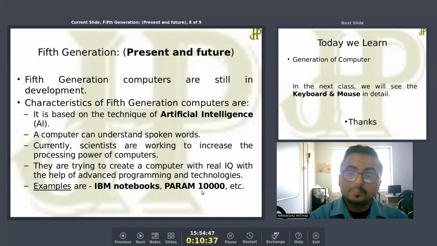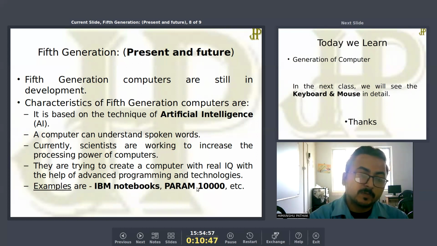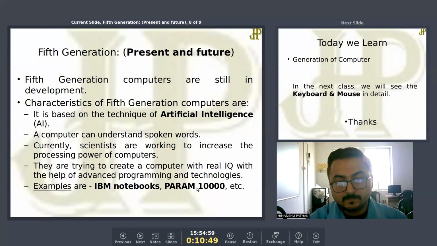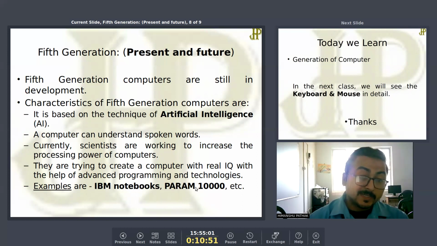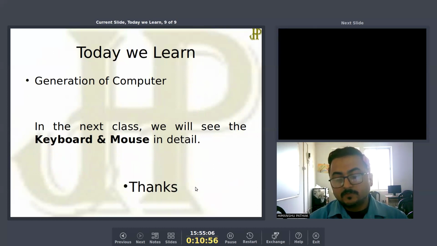So for fifth generation, you have to remember that it is still going on and technology is used for software purposes, not for the hardware purposes, that is AI. So that's it. Today we learned about generations. First generation related to vacuum tubes. Second generation is related to transistor. Third generation is related to ICs. Fourth generation is related to LSI and VLSI. And fifth generation is related to AI.